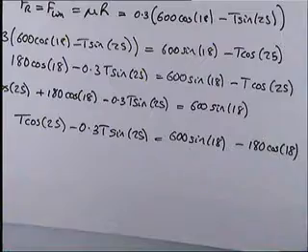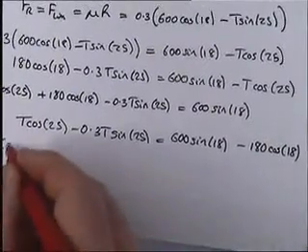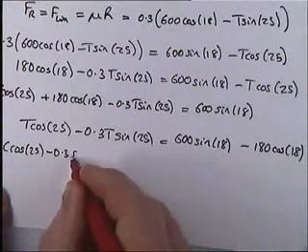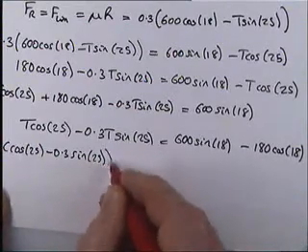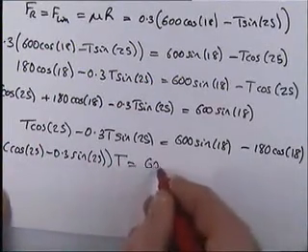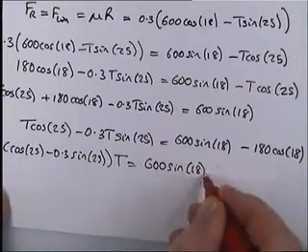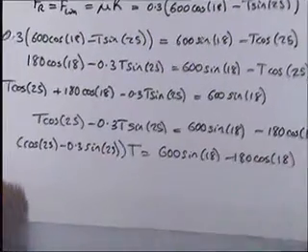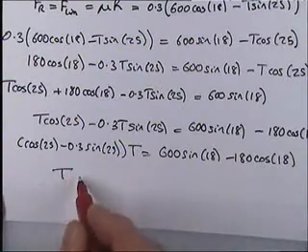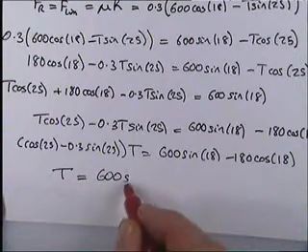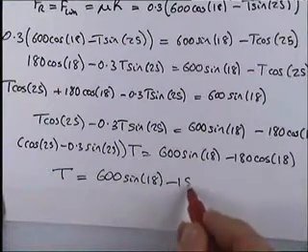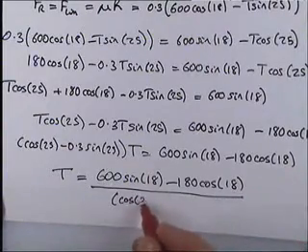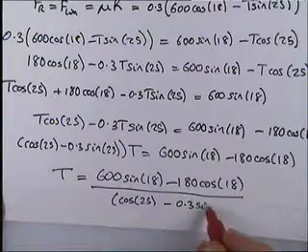Now factor out the t and we get cos 25 minus 0.3 lots of sine 25, all times t, equals 600 sine 18 minus 180 cos 18. And our last step then is to divide through by the bracket. t equals 600 sine 18 minus 180 cos 18, all divided by cos 25 minus 0.3 sine 25.